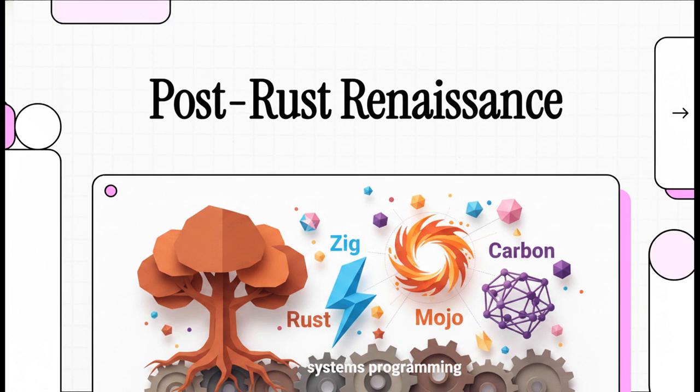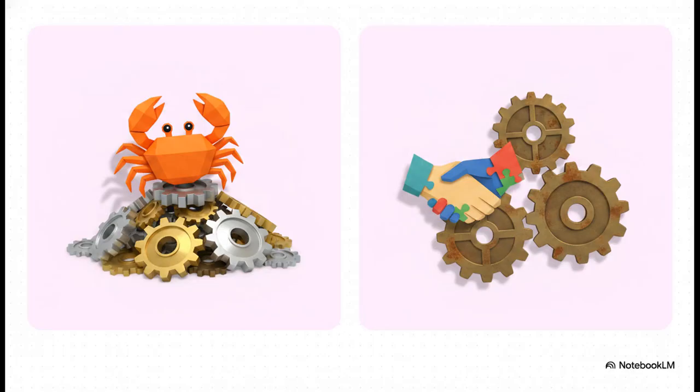We're stepping into what you could call a post-Rust renaissance, and it's being driven by three incredibly innovative languages: Zig, Mojo, and Carbon. So, to really get this shift, we need to look at the core philosophy. That rewrite everything for safety approach, it's fantastic for greenfield projects. But let's be real, it can be an absolute nightmare for massive, decades-old legacy codebases.